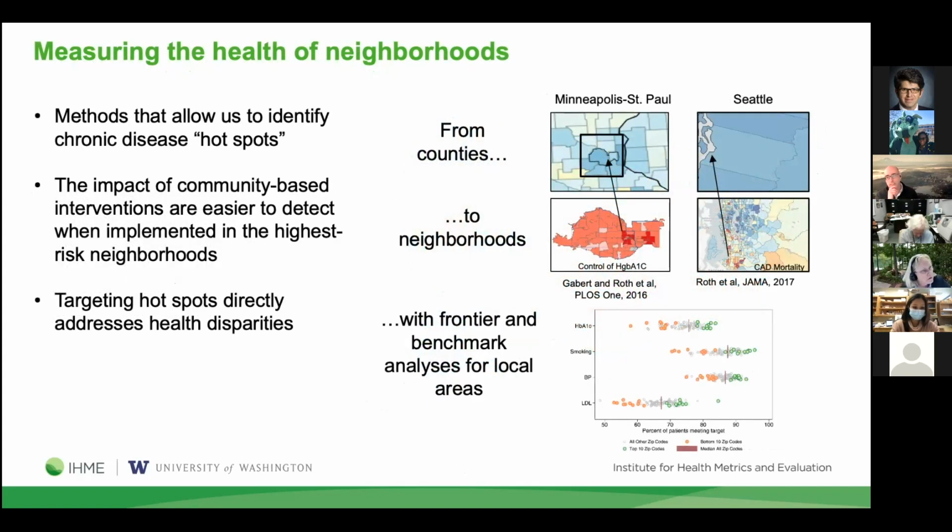This is work that we did in Minneapolis, St. Paul, at the zip code level, using electronic health records, which in Minnesota, all primary care doctors report centrally to a state quasi-governmental quality organization. You can actually answer questions like, how well is hemoglobin A1C controlled for the entire primary care population? And you can see that we can construct these kinds of hotspot maps.